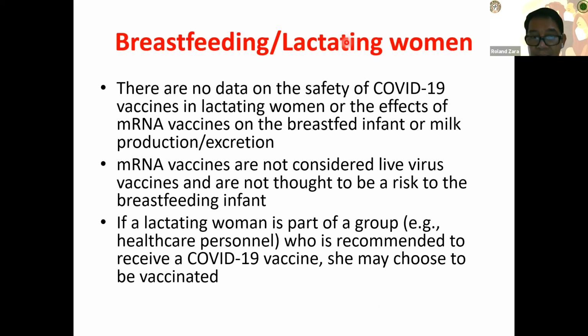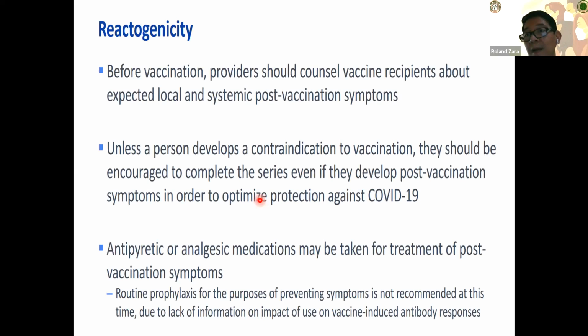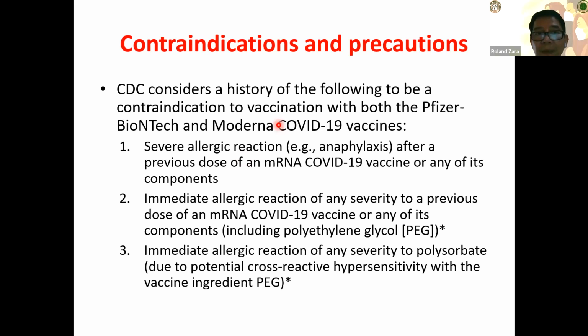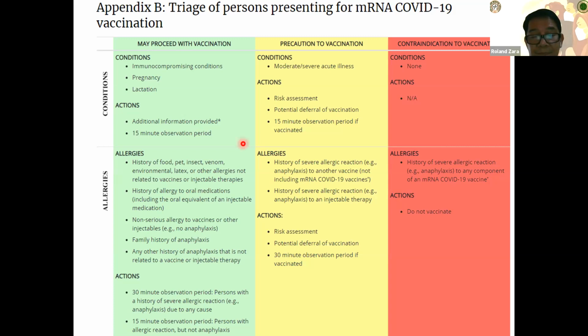Okay, vaccine counseling, this is what we call reactogenicity. When we are given the vaccines, we may experience fever and pain. These are normal side effects that are usually transient. In 1 to 3 days, they may disappear. Contraindications and precautions, so read this one. These are the guidelines during vaccination: may proceed with the vaccine, precaution to vaccination, contraindication to vaccination.